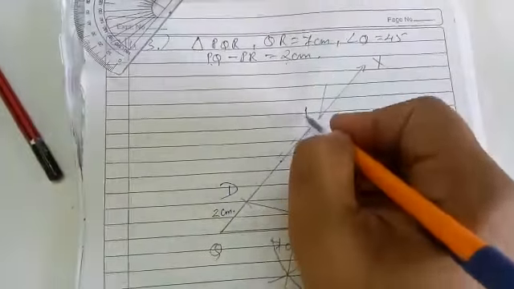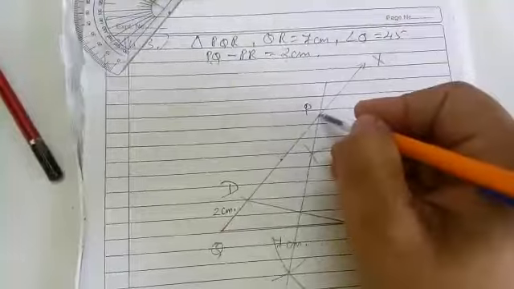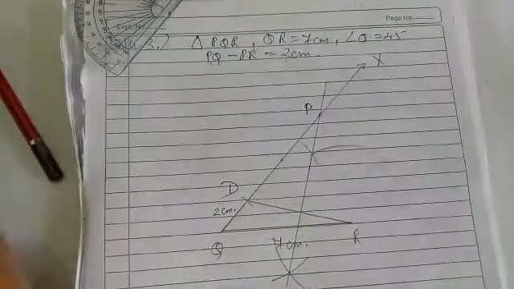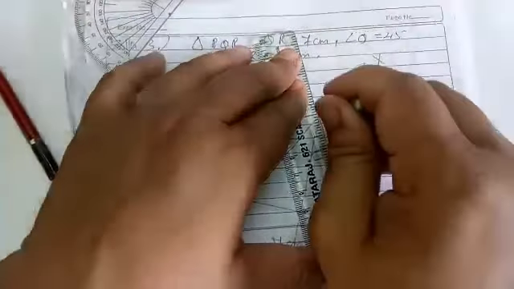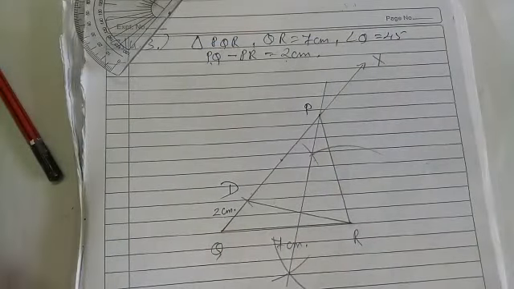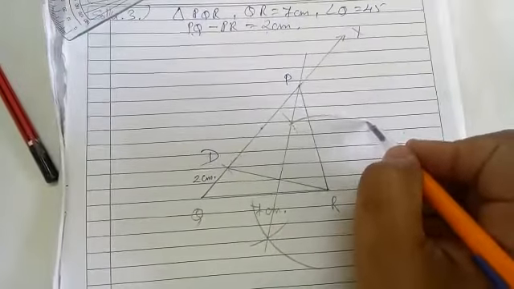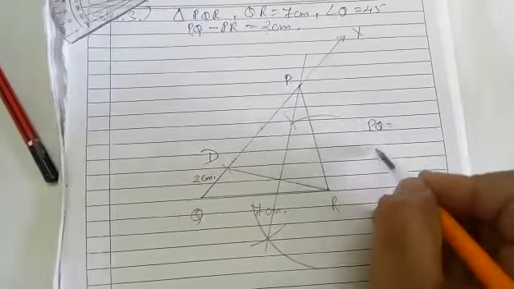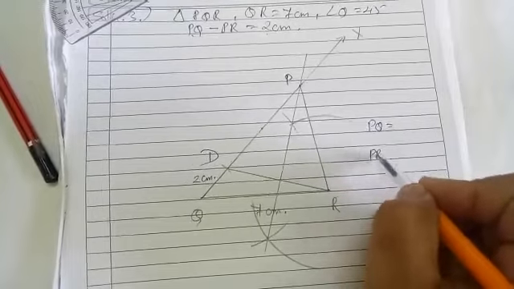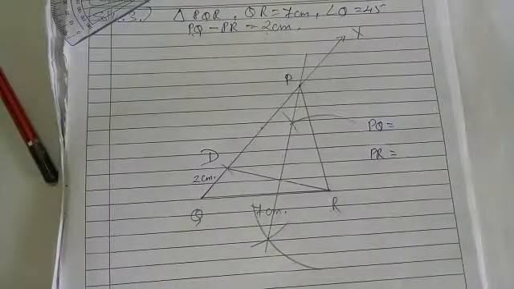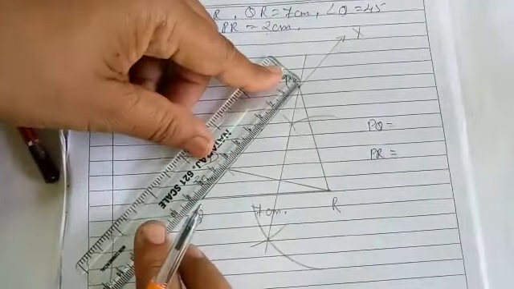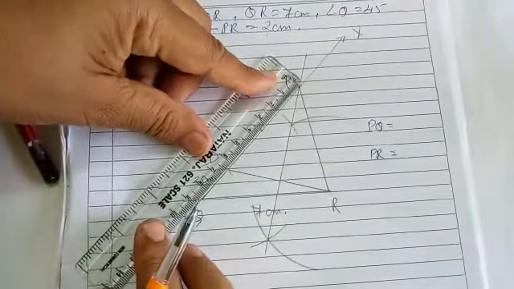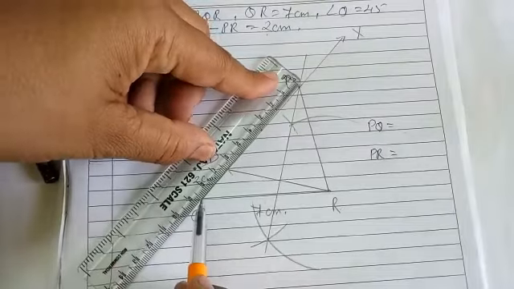Name it point P, where the intersecting point is. Then join R P. Now, what we have to find out? PQ and PR. You measure PQ. How much is it coming?